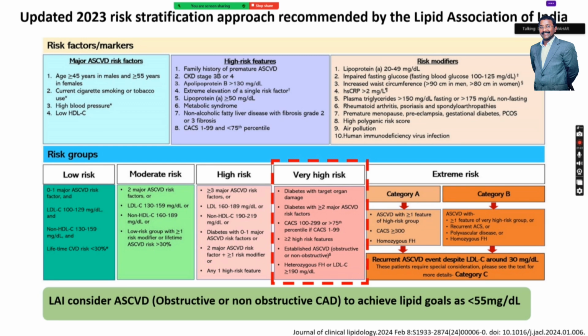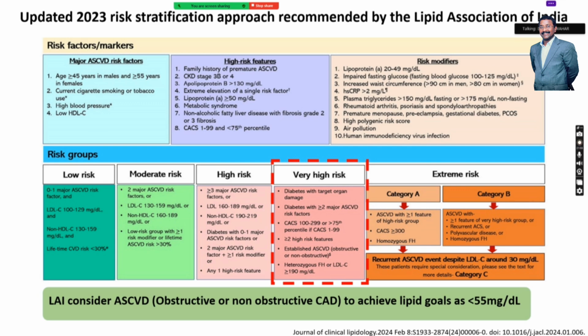Risk modifiers. Lipoprotein little a 20 to 49, and more than 50 is very dangerous, high risk. Impaired fasting glucose, increased waist circumference, high sensitivity CRP, triglycerides, rheumatoid arthritis, psoriasis, spondyloarthritis, all these rheumatological conditions are again vascular diseases. Premature menopause, preeclampsia, gestational diabetes, PCOD, air pollution, HIV. These are all the different risk modifiers.